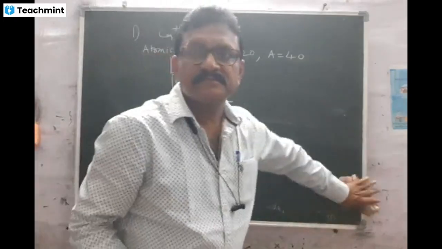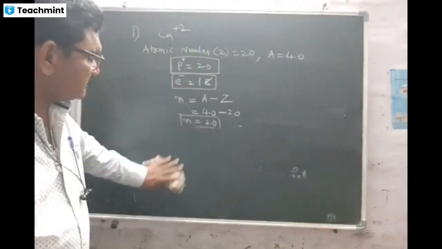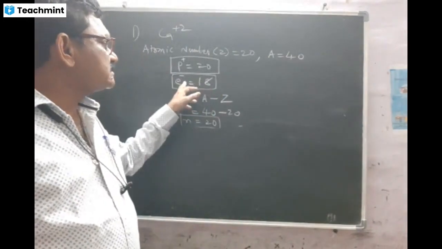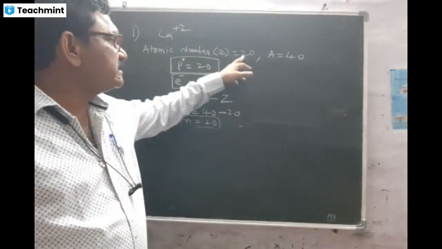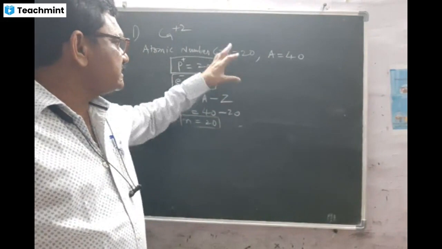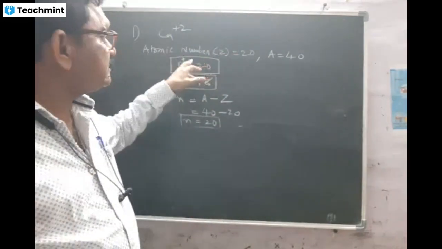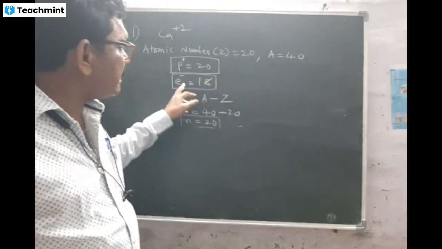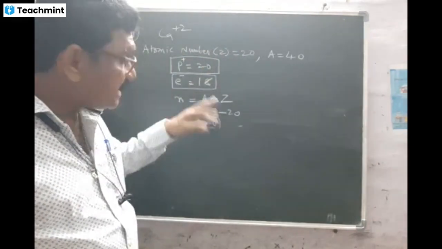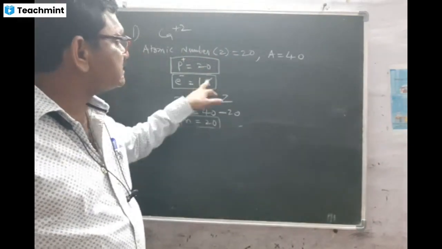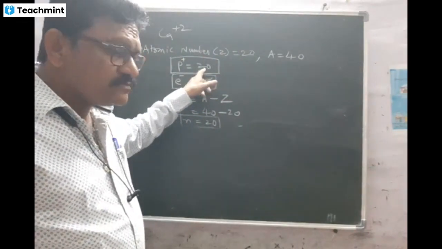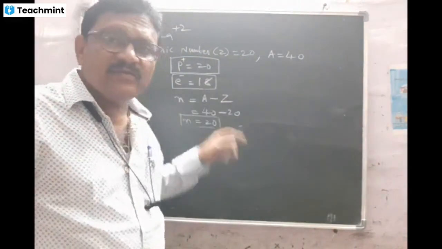Okay, Lucky. So here, try to understand what happens. The atomic number Z is 20, that means Z represents protons. But actually electrons are also 20. But what happens? It has lost 2 electrons. That's why you remove 2 electrons from 20. Then you are getting what? 18, no?